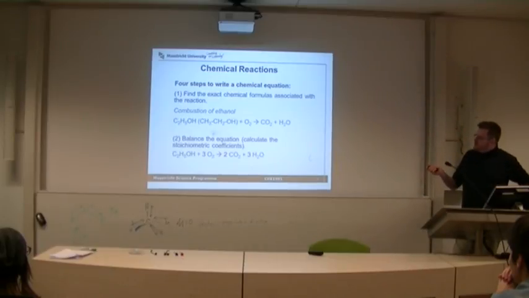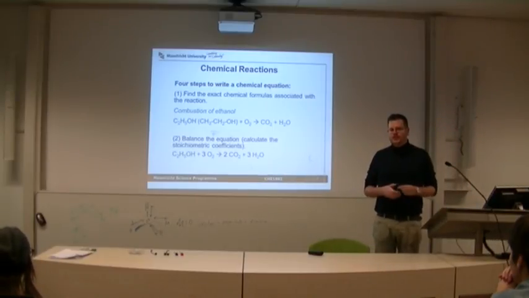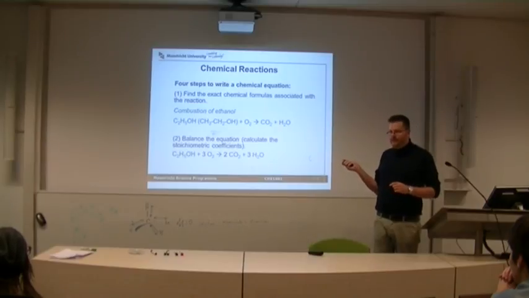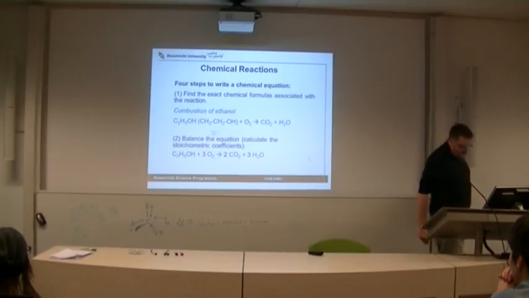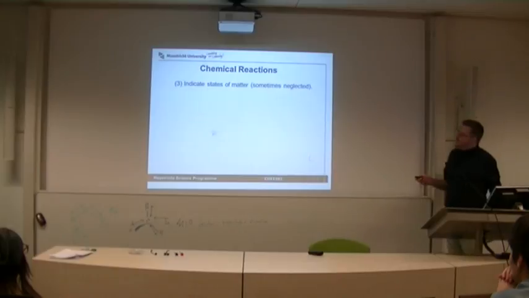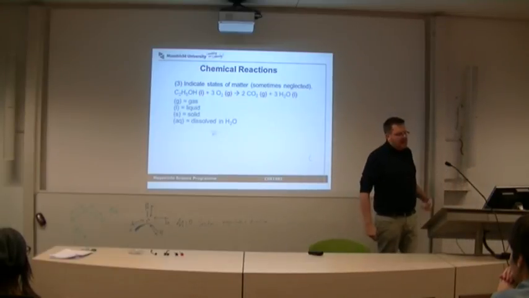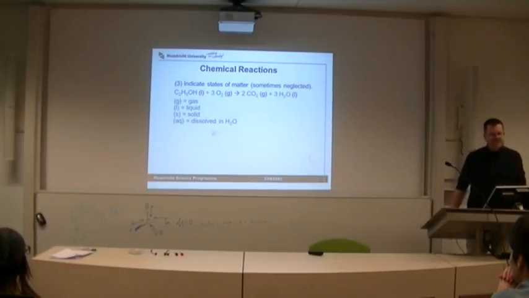Okay, so let's just look at this again. What are we doing? We're taking a chemical process and translating it into the language of chemistry, which is formulae. The second step is balancing by either inspection or using some more sophisticated technique. The third step is always indicating the states of matter. Generally, one assumes that this is the states of matter at room temperature. So at room temperature, ethanol is a liquid, oxygen is a gas, carbon dioxide is a gas.